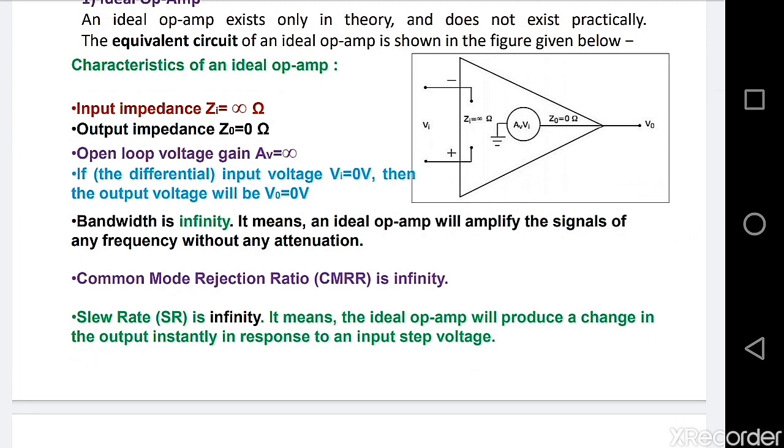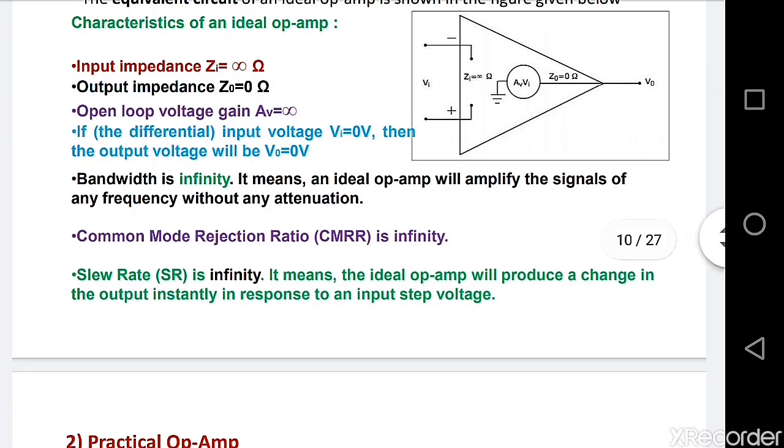Next, if the input voltage Vi equals 0 volts, then the output voltage will be 0 volts. Why? Because in a differential amplifier, due to the virtual short concept, the output voltage will be the same as the input voltage. If we give 0 volts to the input, the output voltage will also be 0 volts.